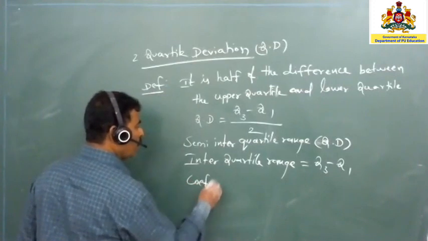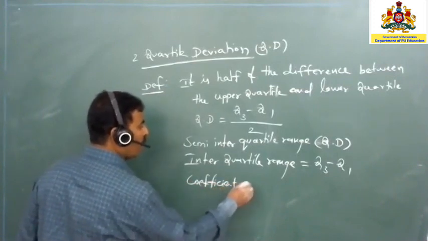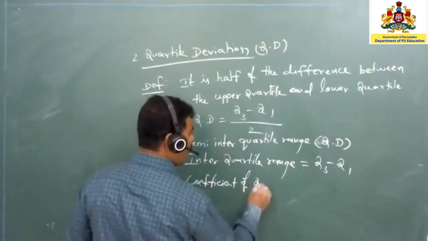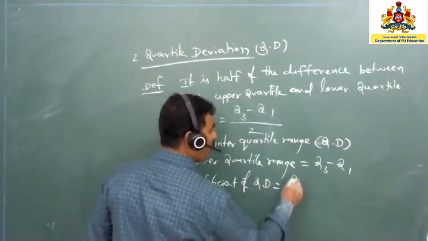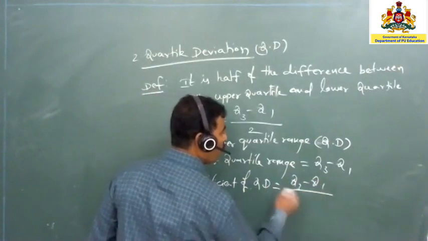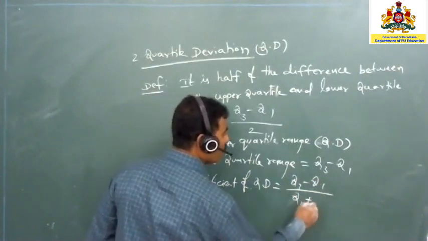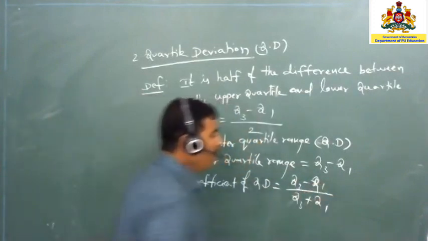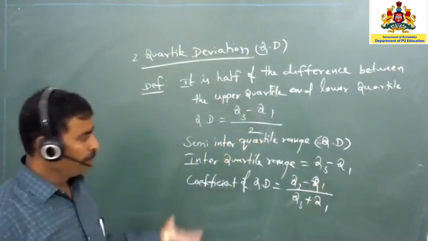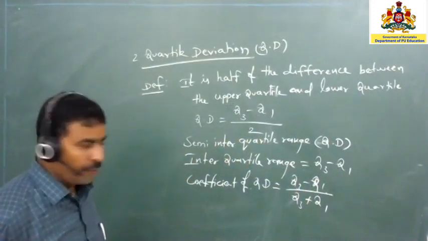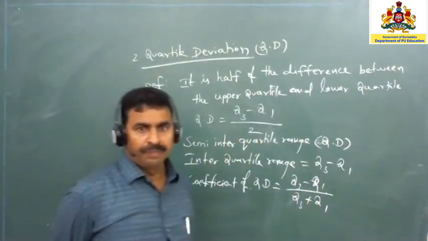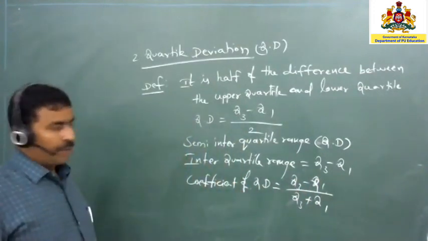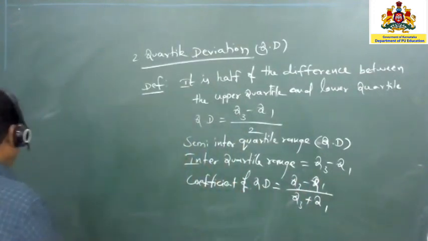Coefficient of quartile deviation is equal to Q3 minus Q1 by Q3 plus Q1, like a range. It is a pure number. Then mainly, merits and demerits.